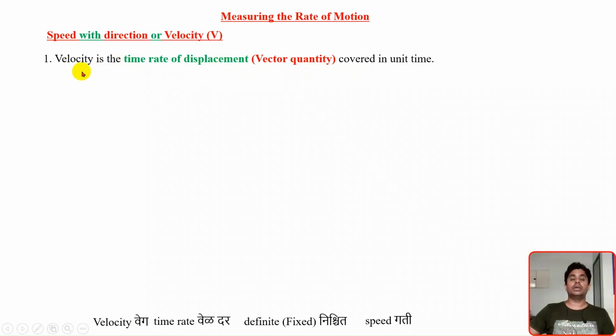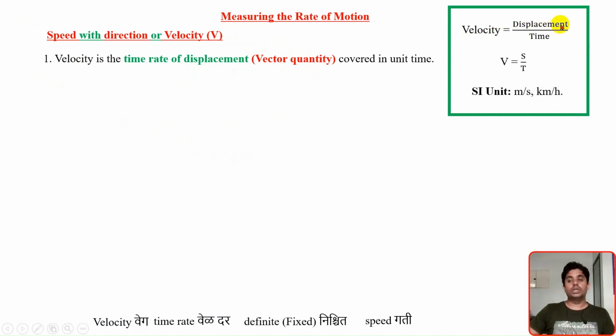But whenever we are talking about velocity, we are taking it as a time rate of displacement. Speed and distance are scalar quantities; their magnitude has importance, and there is no importance to the direction. But velocity and displacement are both vector quantities. Their magnitude as well as direction are both very important.